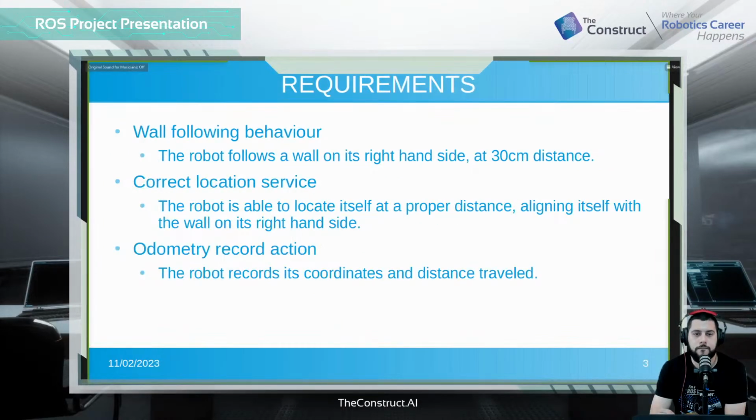So we have three programs with three nodes running at the same time. We have the wall following behavior, the location service, and the odometry record action. The main program is the wall following behavior that calls the location service and also starts the record action. That is an action server.